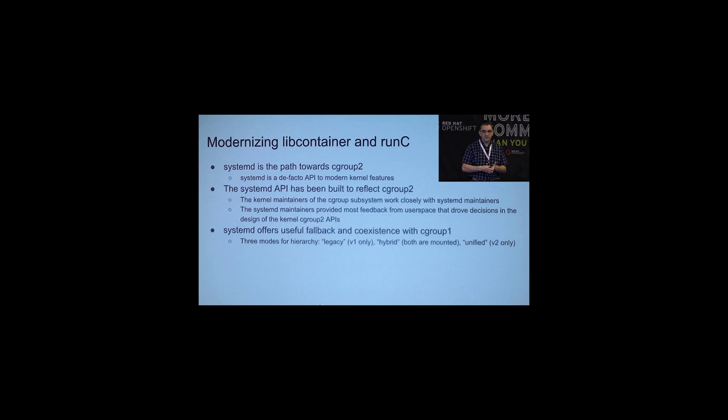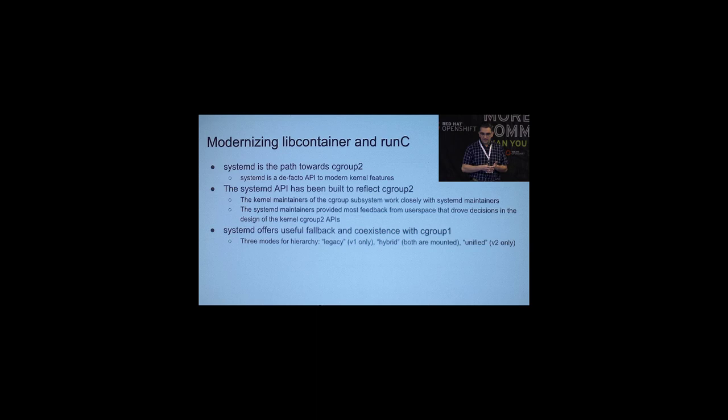And libcontainer already has two separate drivers. One of them tries to write directly to the cgroup file system, and the second one tries to go through systemd. OpenShift will use the systemd driver already. So in a way, it's kind of like problem solved, but not really, because it's kind of going around systemd in many ways and writing directly to the tree and making lots of assumptions about version 1 of cgroups.